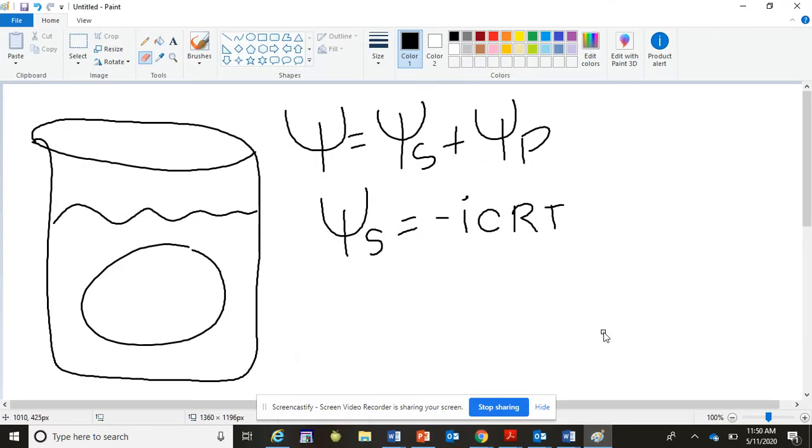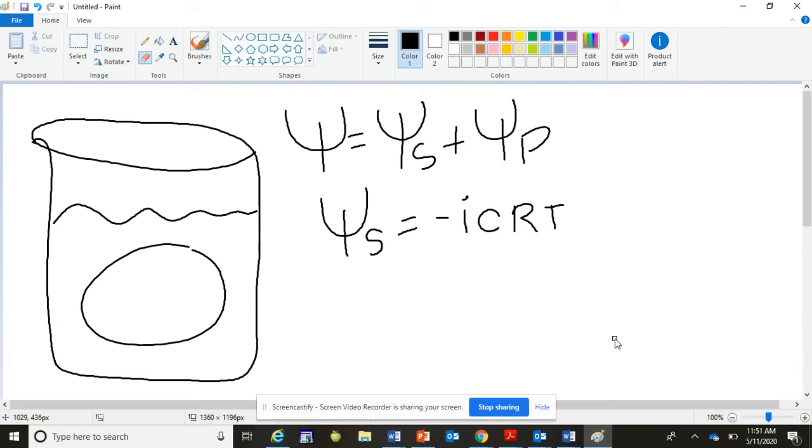Okay, so this video is about water potential. So we just talked about osmosis and facilitated diffusion, and this is a review about the equations for water potential and how to use those. Remember, water potential is basically the potential for water to do work.